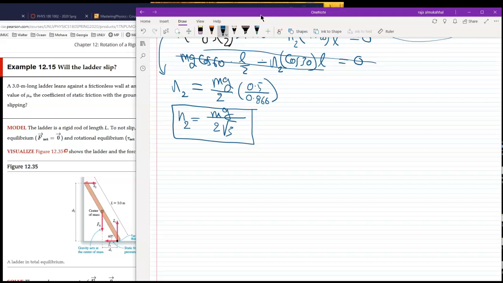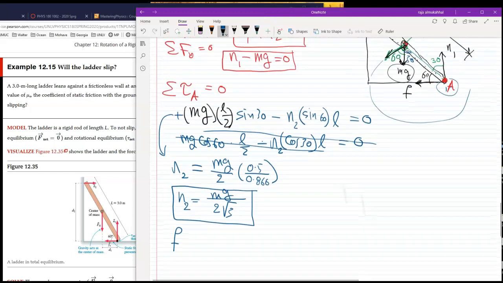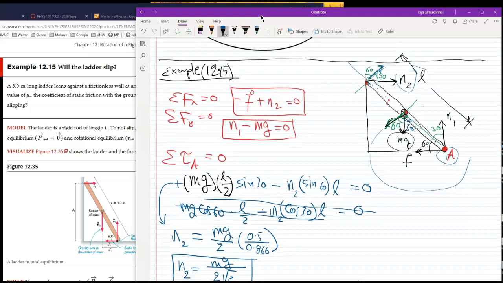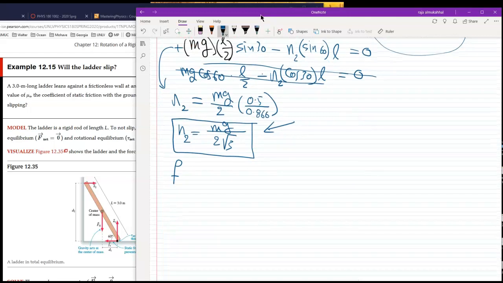Now we come to the friction. I'm done. So now I have already found what N2 is. N2 is equal to that number that I've just gotten right here. And then I already know from this one that N2 is also equal to the friction. Isn't that interesting? I already know what N1 is, just mg. Okay, great. So in this case, the friction is equal to N2. So therefore, the friction force is equal to mg over 2 square root of 3.